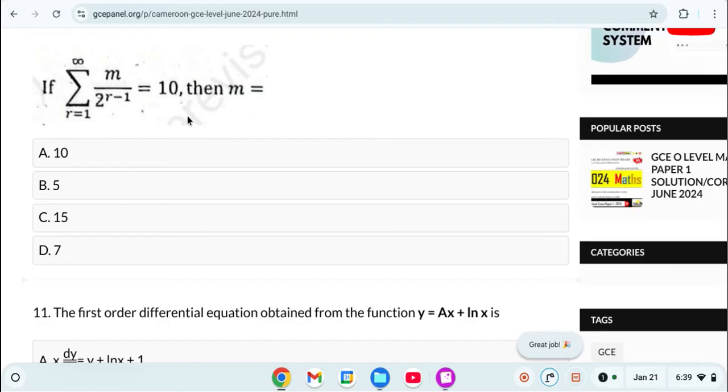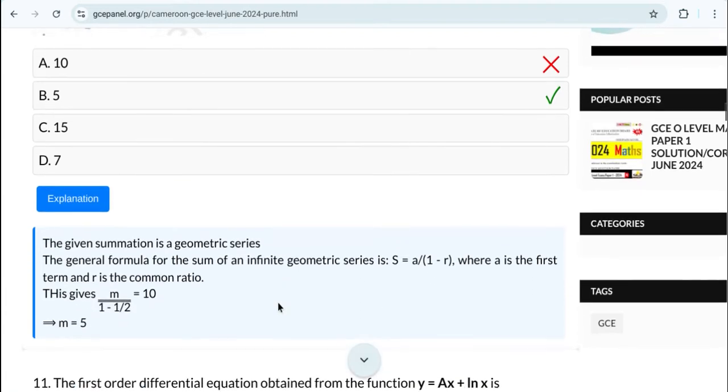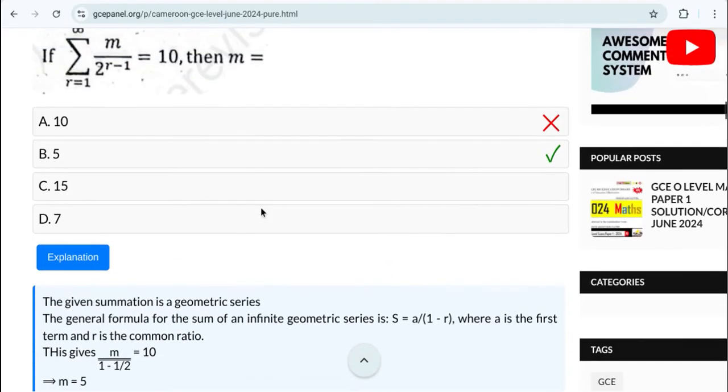So what's the value of m? The key is not A, it is B, so m is 5. From here you have m over 1 minus a half giving us 10. 1 minus a half is a half, so m over a half is giving us 10. Therefore m equals 5. So that's how we find the value of m.